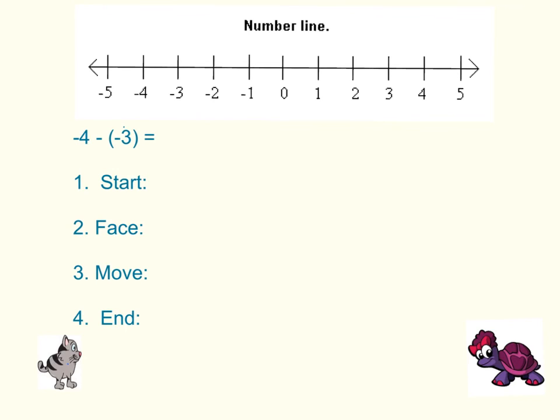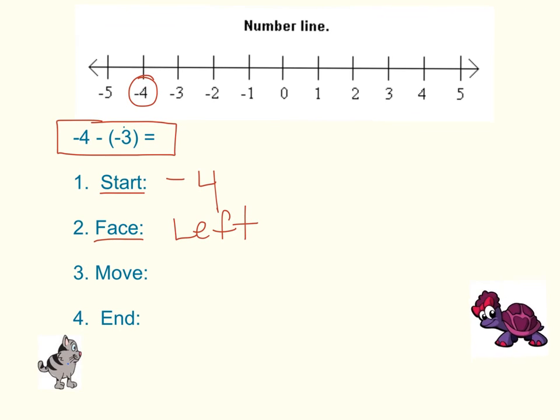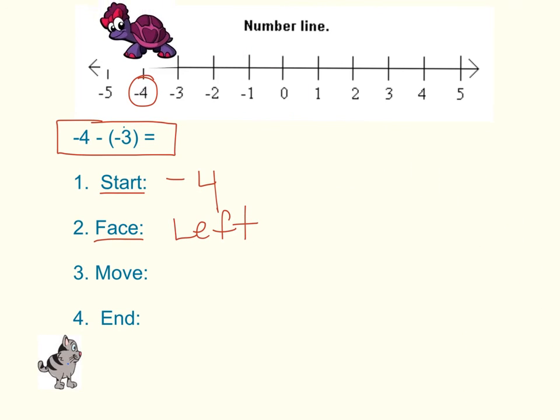Okay, last example for today. Let's look at the problem that you see right here, -4 minus -3. So copy that problem down. Put your 4 steps: start, face, move, end. Let's talk through each one. We are going to start on the first number, so we're going to start on -4. We need to decide which way we're going to face. So it is a subtraction problem, so we're going to face left. So that means I'm going to use my turtle on -4, facing left.